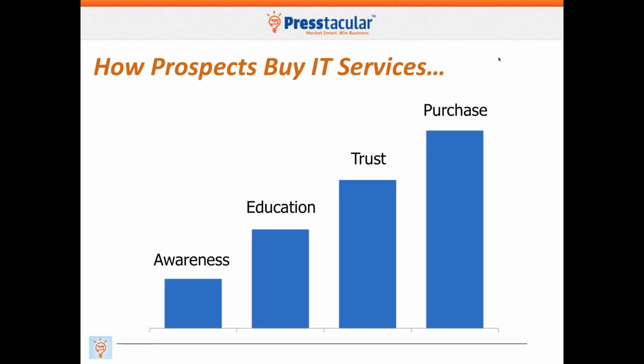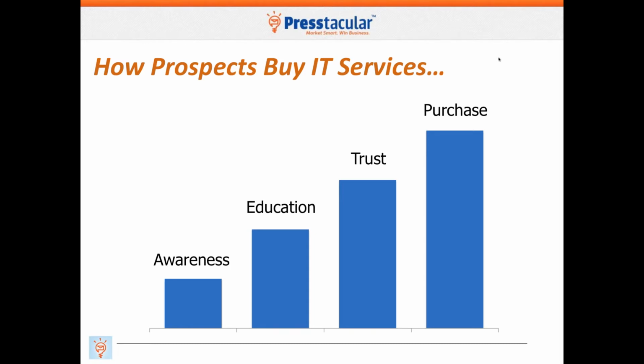Think about how you make buying decisions for your company. Here's how most people do it. They first become aware that they have a need, that there is a problem that they need to solve. But they don't jump from becoming aware about an issue to making a purchase. There's a few steps in between. It's almost like a dating process.